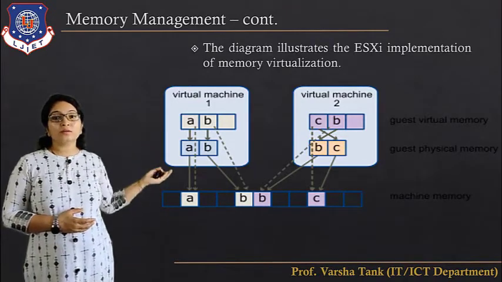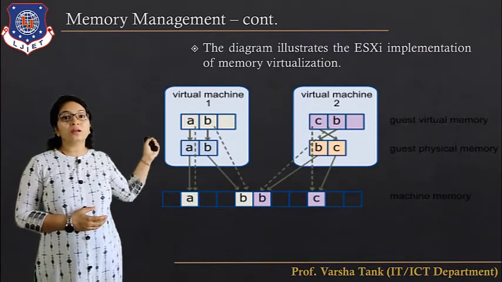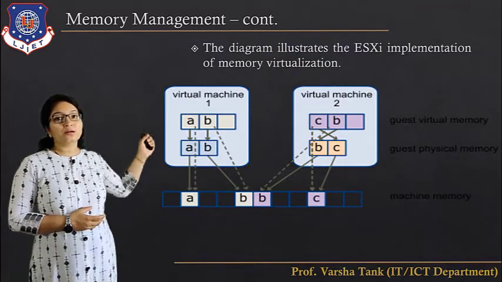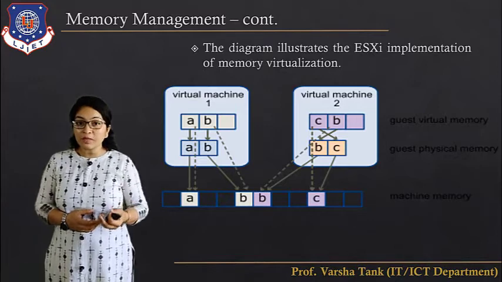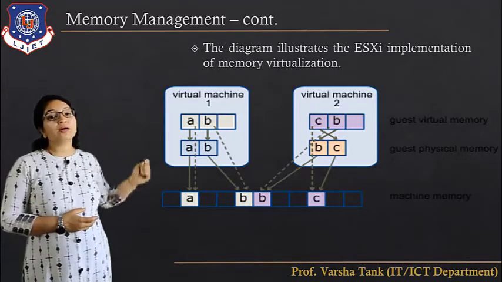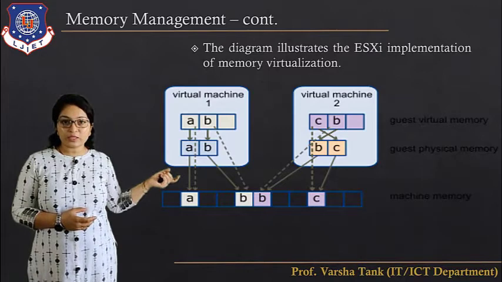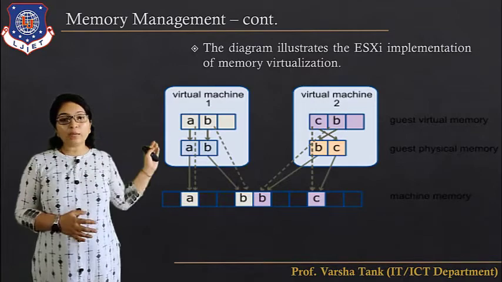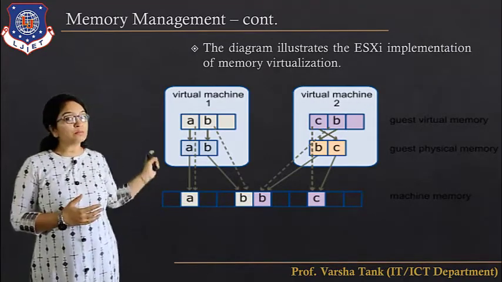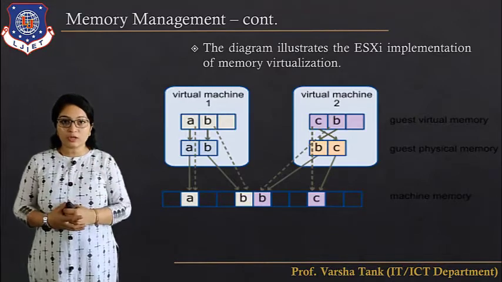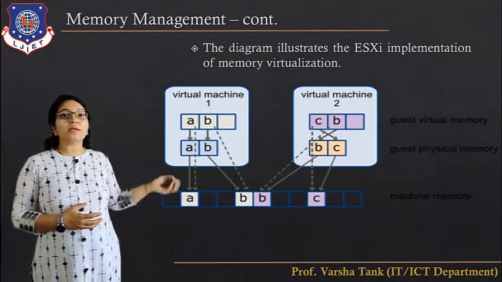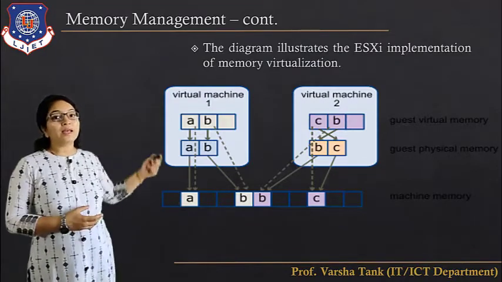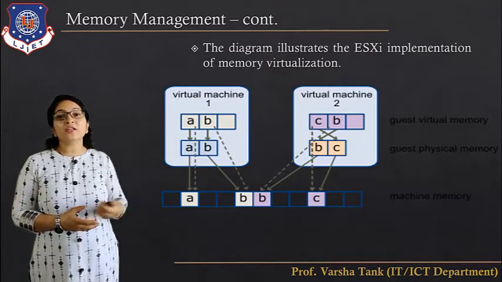Okay, so here you can see the arrow from the guest virtual memory to the guest physical memory. That is the arrow that defines the virtual memory mapping using the page table, and that is maintained by the guest operating system. From C to C, from B to B, from A to D. This mapping is maintained by the guest operating system using the page table. The next mapping is from the guest physical memory to the machine memory, and that is shown as the dashed arrow.